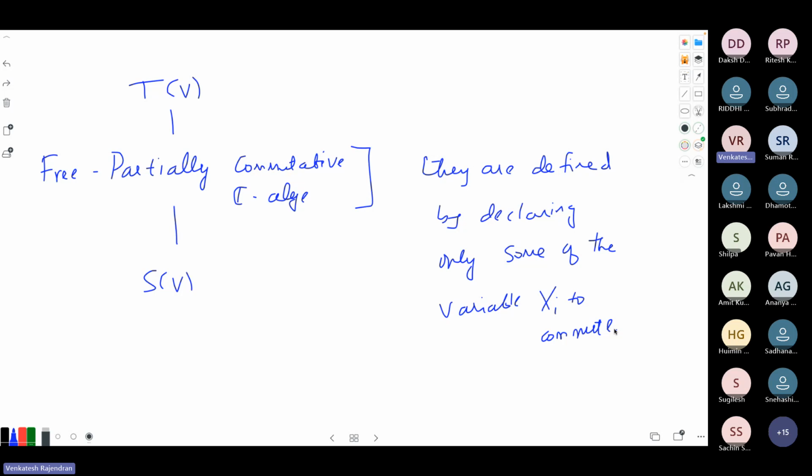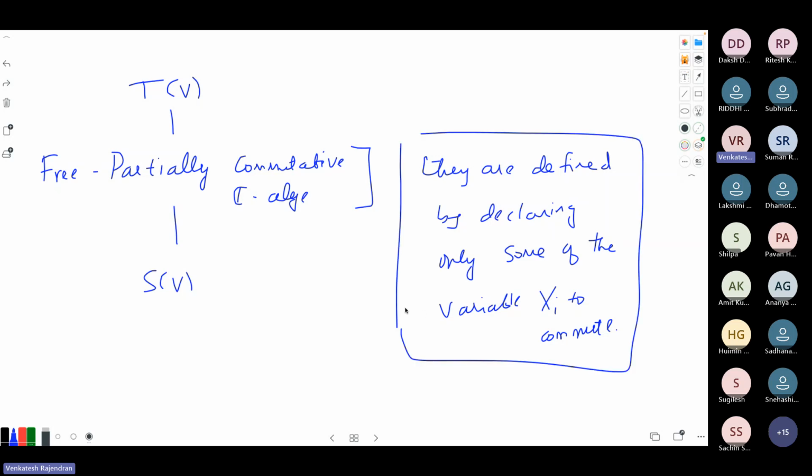Okay, so you can record this data using either a matrix or the graph. One way of defining this free partially commutative C algebra is to start with the tensor algebra. You take the two-sided ideal generated by those variables which you want to commute, and then you go modulo that. Then you will get this free partially commutative algebra.